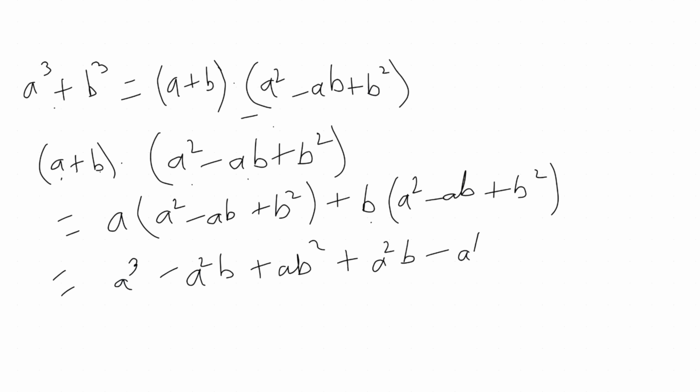This part comes as a square b minus ab square plus b cube. Now this a square b cancels out with this a square b, and this ab square cancels out with this ab square. And what you get? A cube plus b cube, which is nothing but the same as our left hand side here. So like I had said, we started from the right hand side and we reached the left hand side.